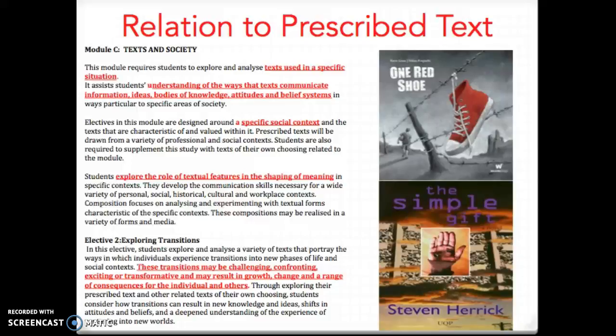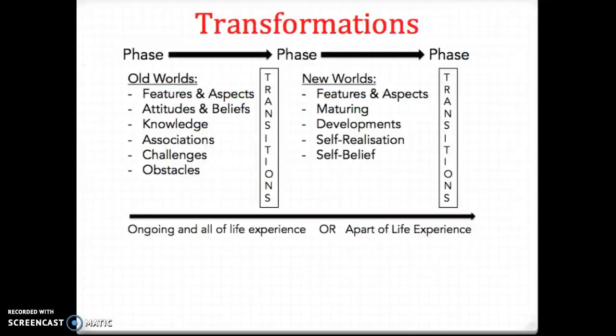Although they may be negative, they lead to a positive frame of mind. This contrasts with the verse novel, The Simple Gift, as it starts off negative, but through multiple positive transitions, he escapes the old life to make a new and better life. One Red Shoe and The Simple Gift provide a rich link to each other and the module. The texts can be both compared and contrasted with each other.